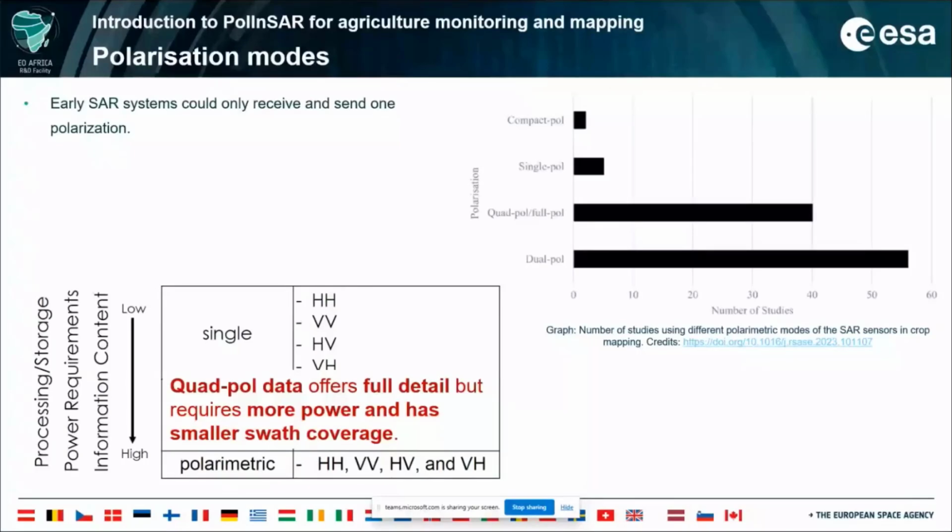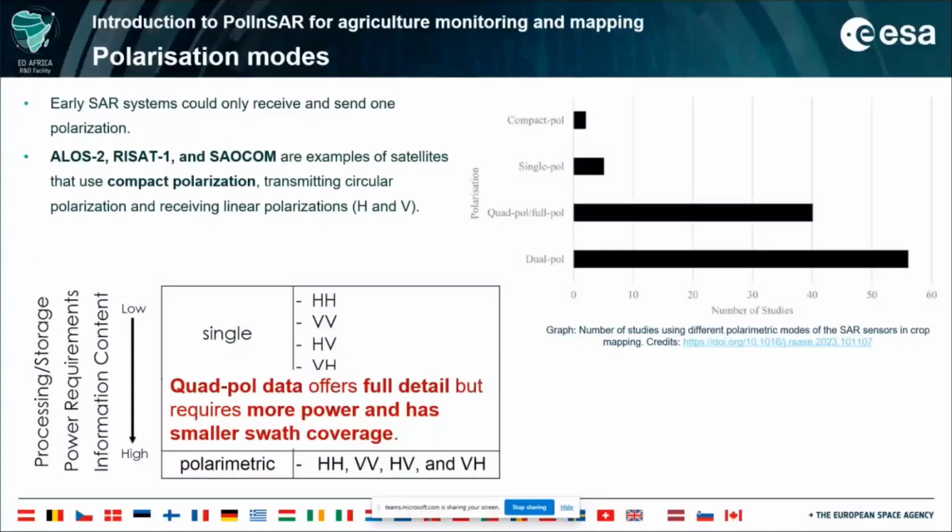So compact pole satellites include, for example, ALOS-2, RISAT-1, and SAOCOM, that are examples of satellites that use compact polarization. And also quad pole satellites are RADARSAT-2 and NISAR, upcoming mission from NASA. So those are the examples of satellites capable of quad pole mode, transmitting and receiving in all 4 polarization combinations, so providing the most detailed information about the surface.